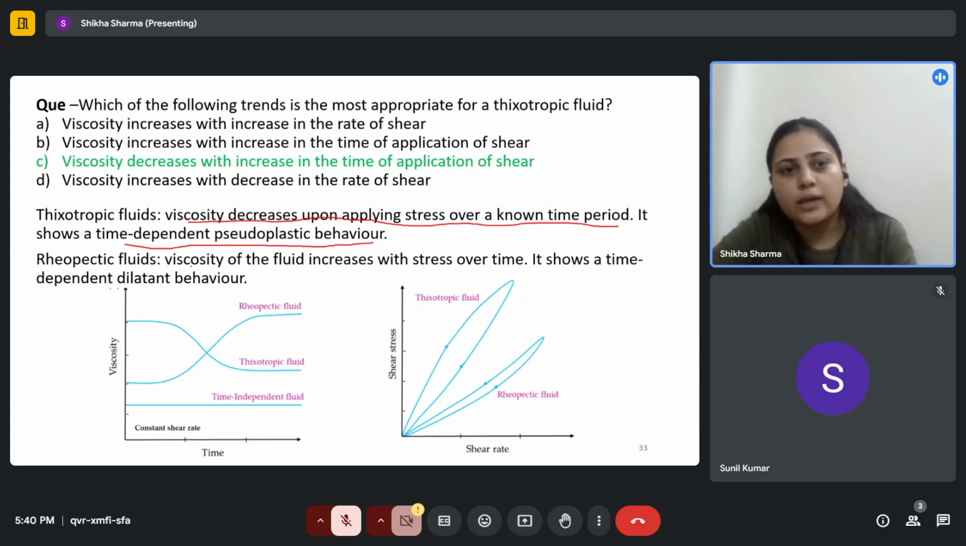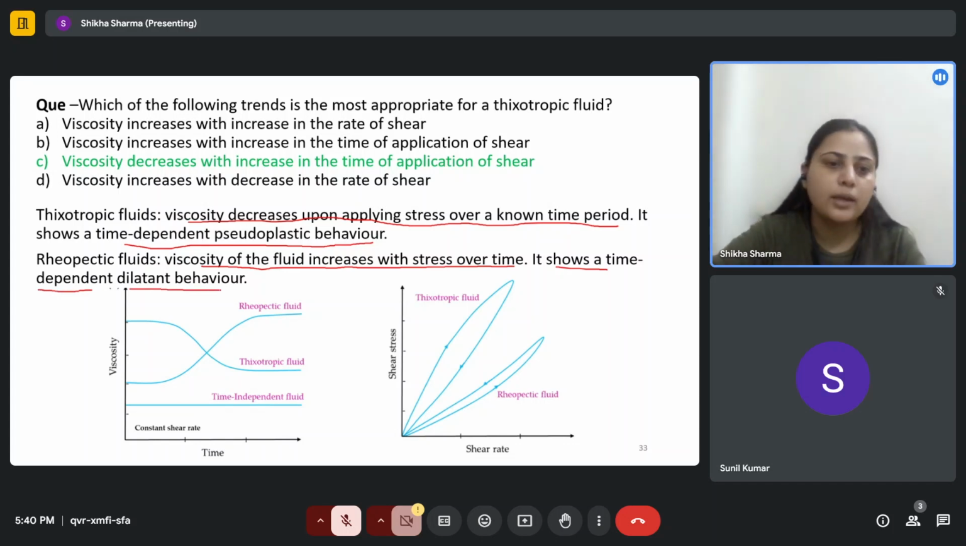Whereas in rheopectic fluids, the viscosity increases with stress over time. It is also a time dependent fluid and behaves like a dilatant or shear thickening fluid, but with time. So what is the correct answer? C. Thixotropics have decreasing viscosity with increasing time of application of shear.